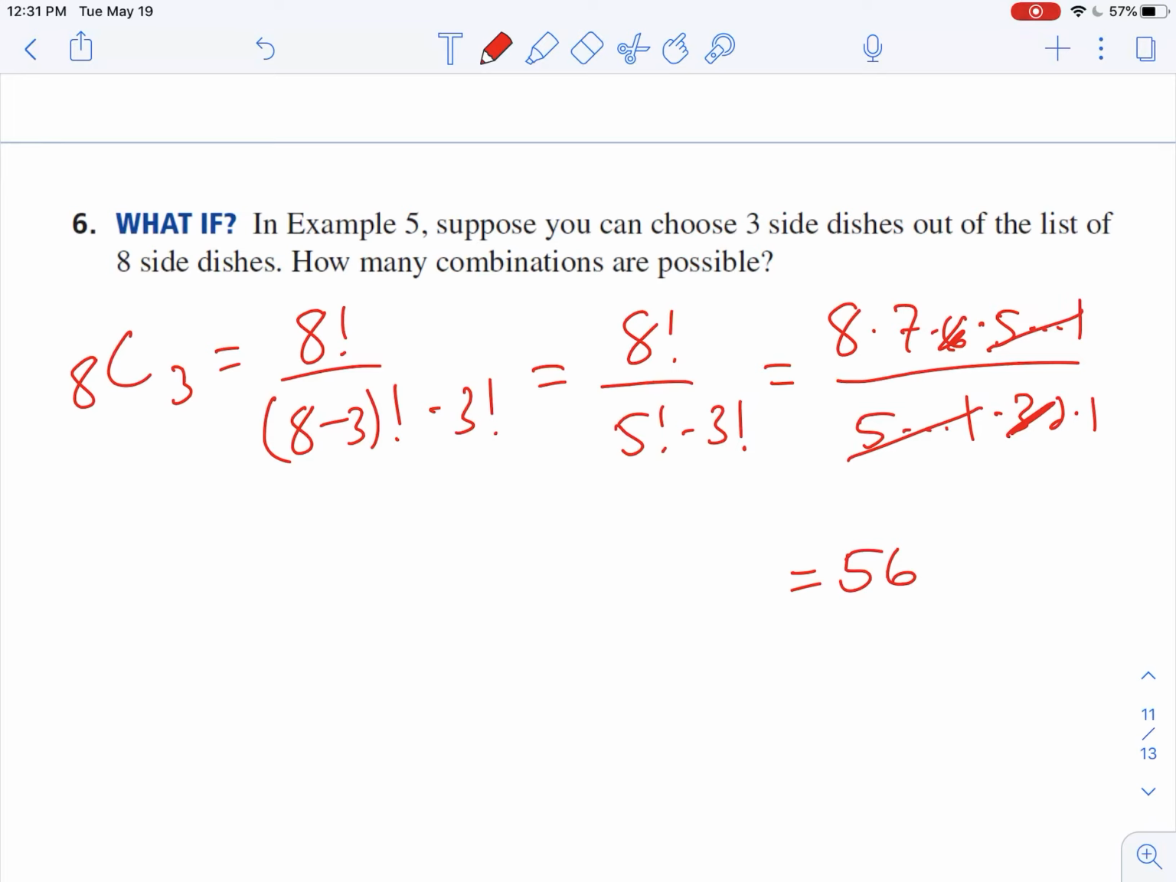Now, I hope that helped. Oops, I think I might have made a mistake there. Let's go back and double check. Oh no, that's good. 8 times 7 is 56, so we're good.